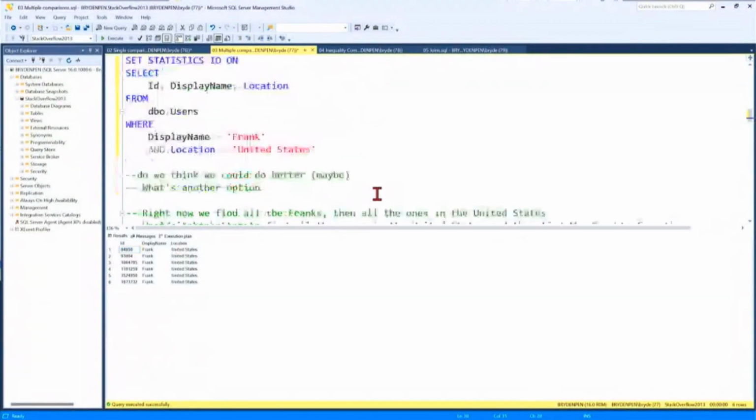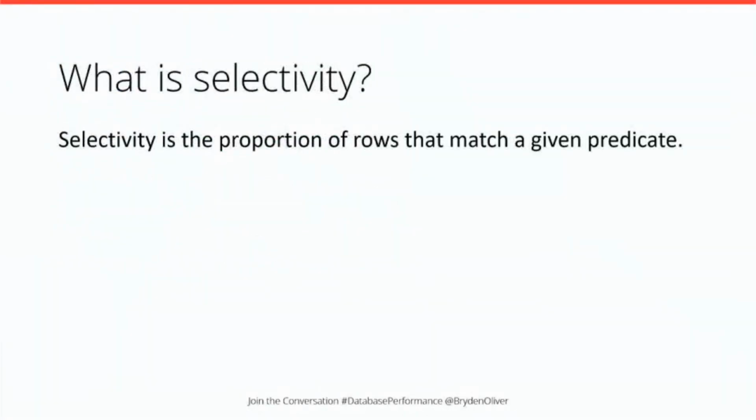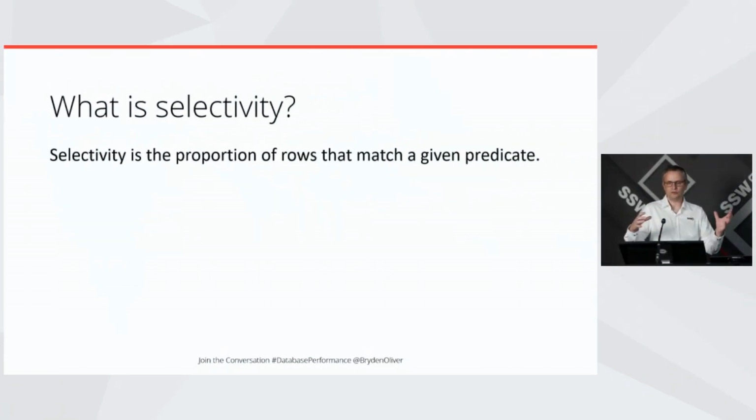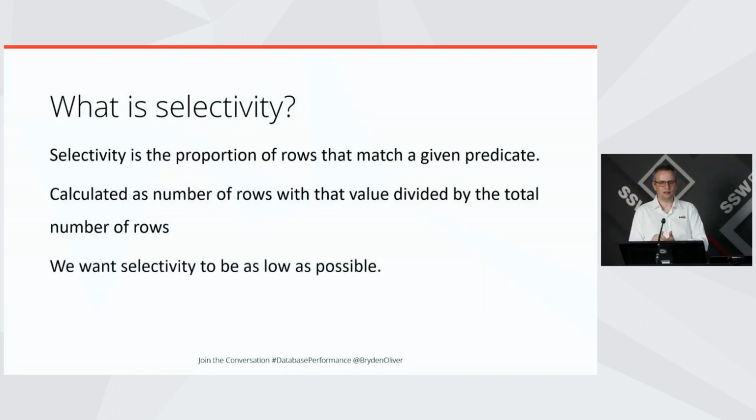And this is where we get to a concept that we call selectivity. So I'll go back to the slides and we'll just quickly talk about what selectivity is. Selectivity is the proportion of rows in a table or an index that match a given predicate. And it's calculated as the number of rows with a given value divided by how many rows there are in the table. And what we want typically in an index is our selectivity to be as low as possible. So we want to be able to get really tight to the rows we want. The opposite of this term is what's called cardinality, which is the number of rows that have a particular value.